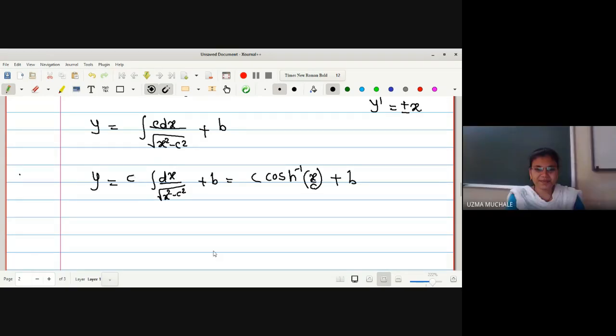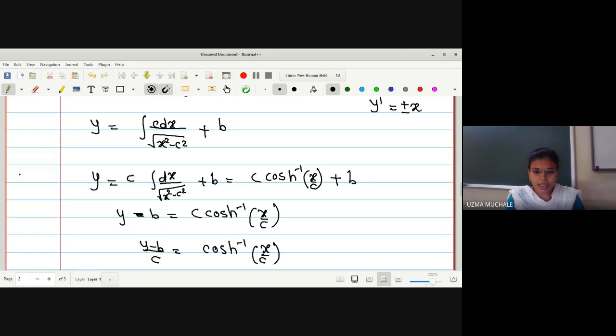Hyperbolic cos inverse of x by c. See the value of this integration. So we get y is equal to, sorry, we can take this as y minus b, so that it is nothing but hyperbolic cos inverse of x by c. Okay. So now the c I can take to this side. This will be y minus b divided by c is equal to hyperbolic cos inverse of x by c.